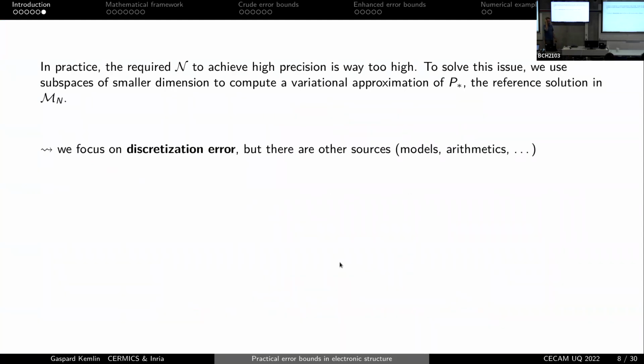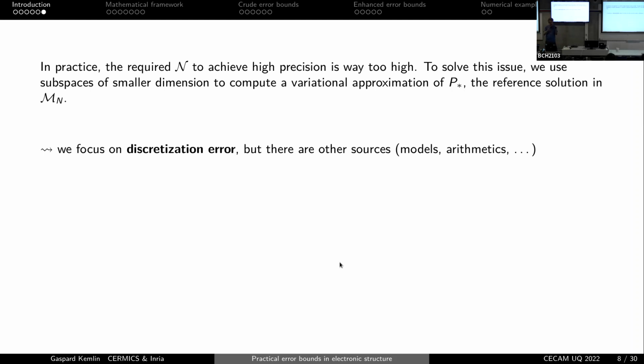So here, this parameter N, which is the size of our discretization space, if we want to have a very high accuracy, it has to be way too high. So in practice, we use a smaller subspace to have an easy to obtain solution. And so here we will focus on the discretization error. So we will have a reference solution that we computed once and for all with a big N, but we don't want to do it in practice. And then we have a lot of solutions for smaller discretization spaces, and we will try to estimate the error.